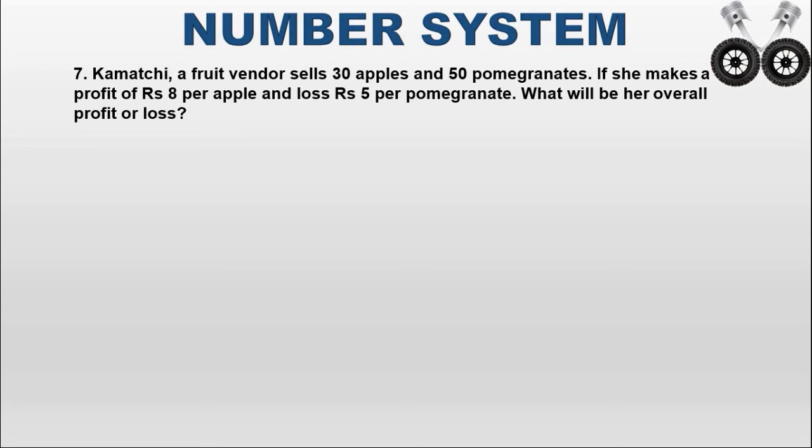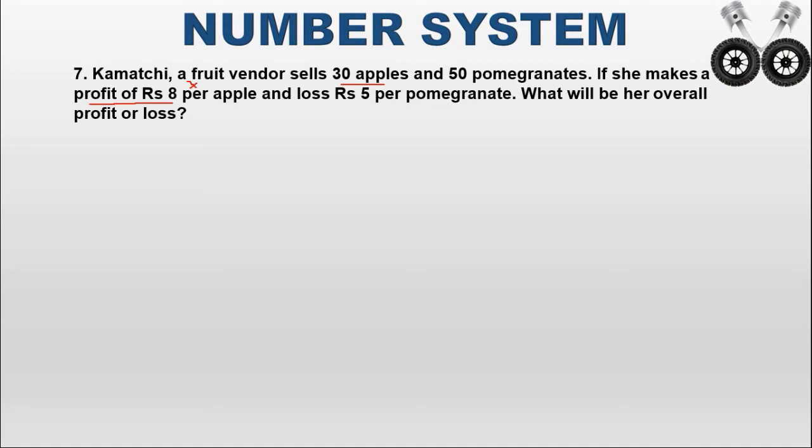So what is the problem given here? There is one fruit vendor. Her name is Kamachi. She sells apples and pomegranates. How many apples does she sell? She sells 30 apples with a profit of rupees 8 per apple. Profit means plus. So for one apple, how much profit does she get? She gets 8 rupees.